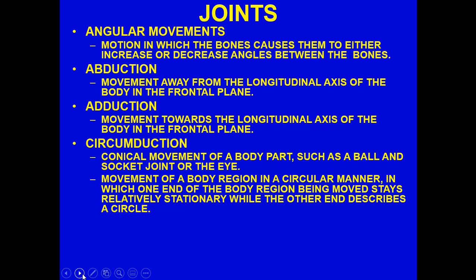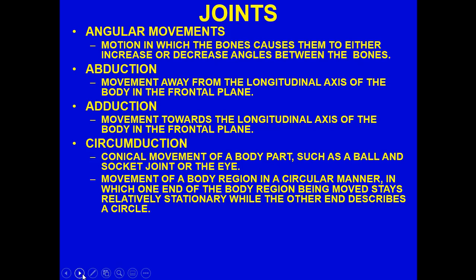Then we have these other joint movements, which we'll talk about for a minute. Angular movements are motions in which the bones either increase or decrease the angles between them. So you have abduction and adduction. Abduction is movement away from the longitudinal axis of the body in the frontal plane. What am I saying? It's as if you have your arms side by side and you start moving them outward, okay? Adduction is movement toward the longitudinal axis of the body in the frontal plane.